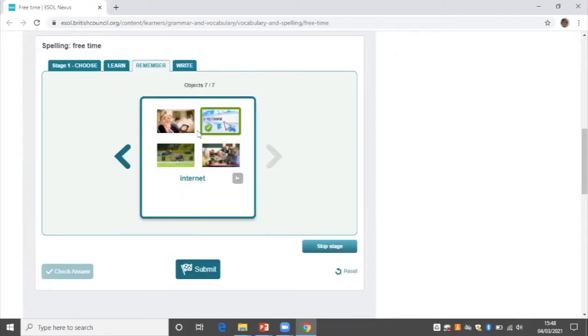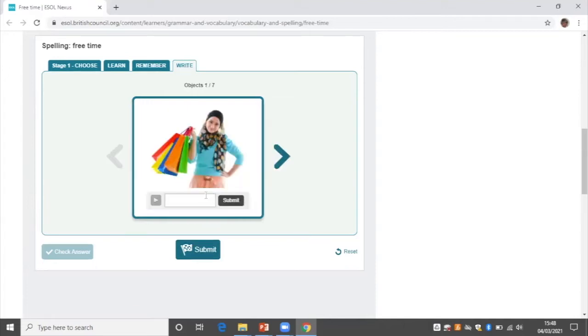Brilliant. Hopefully you got 7 out of 7 too. So what we've done there is we've identified a hobby. We've very briefly talked about what the hobby is, what it entails, and then you've had different images and hopefully you've been able to link the image to the hobby.